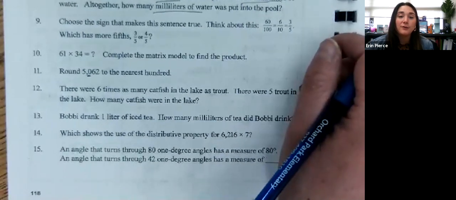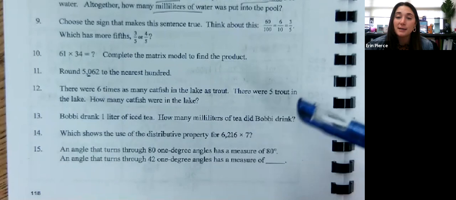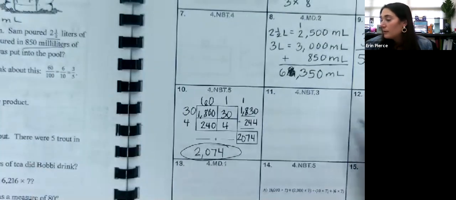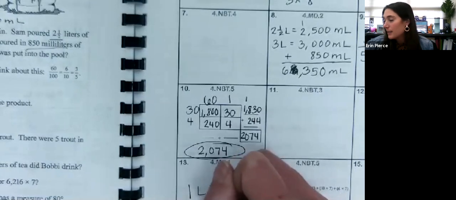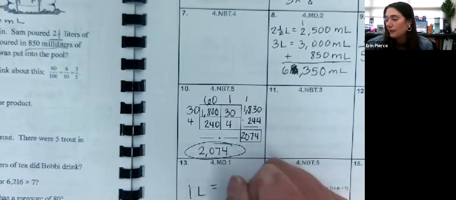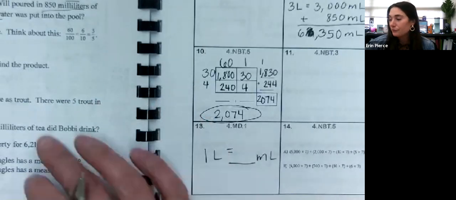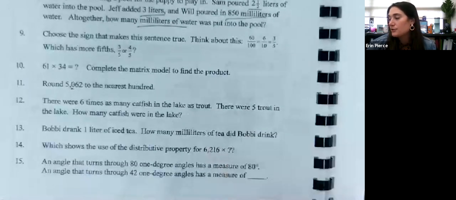Bobby drank 1 liter of iced tea. How many milliliters did Bobby drink? So basically 1 liter equals how many milliliters? Write the answer on the line. Which one shows the correct way to solve the distributive property?